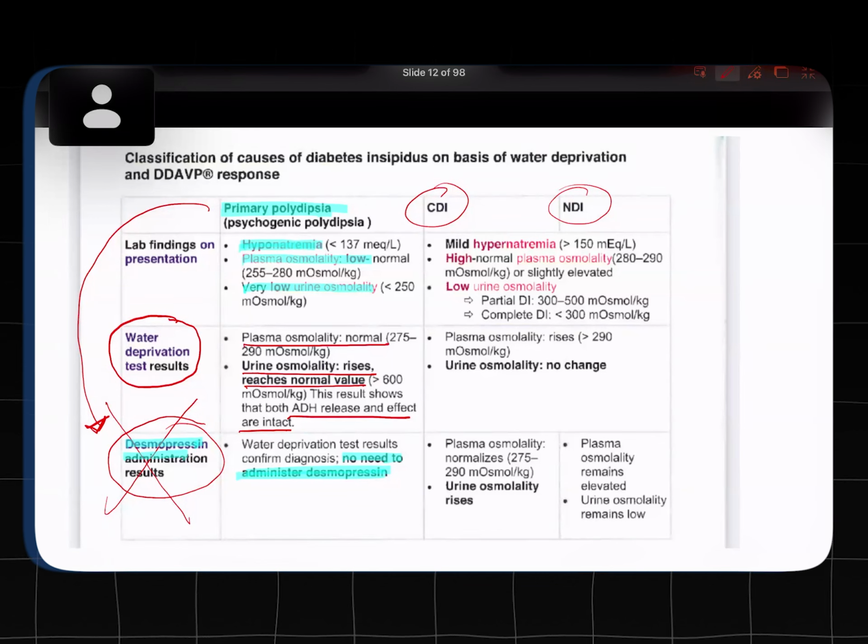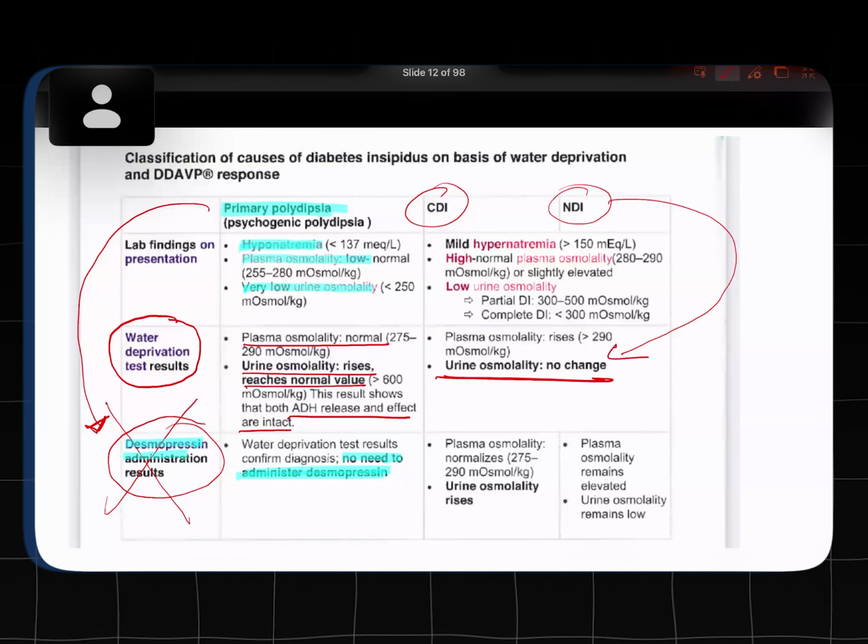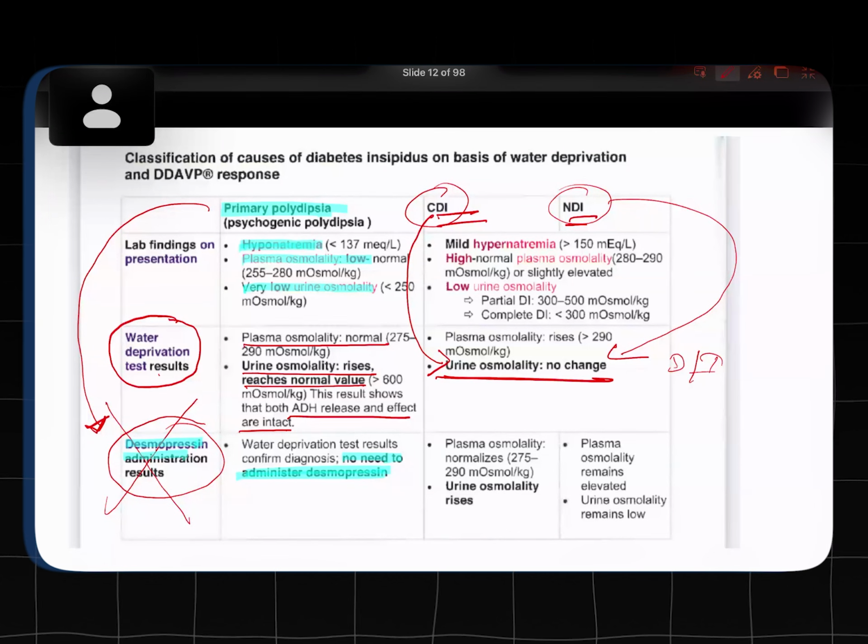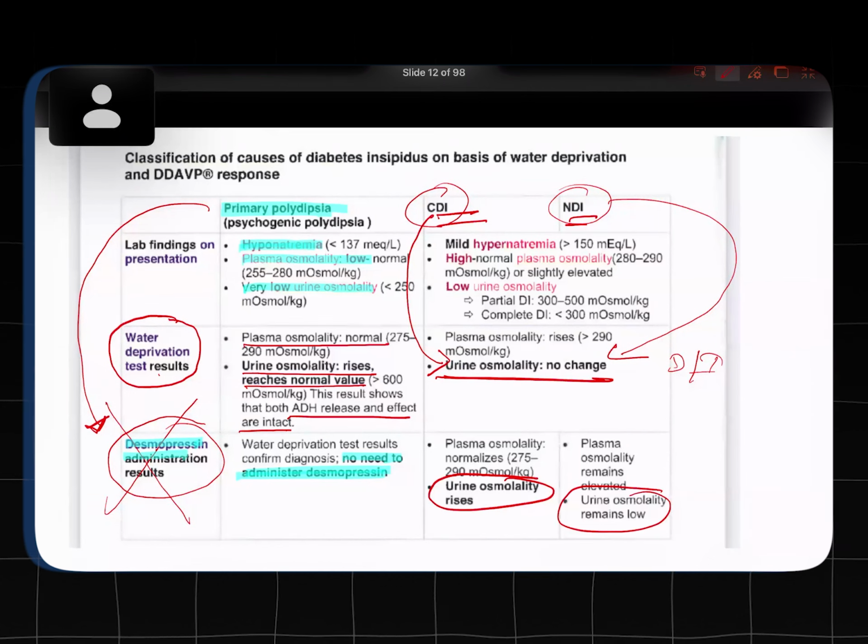And if the water deprivation test is showing no change in urine osmolality, that is nephrogenic diabetes insipidus, and CDI it will be completely corrected. Water deprivation test in both. I'm so sorry, I told it wrong. Water deprivation test in diabetes insipidus, both there will be no change. And then you give desmopressin. Then if you give desmopressin, for CDI urine osmolality will rise, and urine osmolality will remain low for nephrogenic diabetes insipidus, as we already discussed.